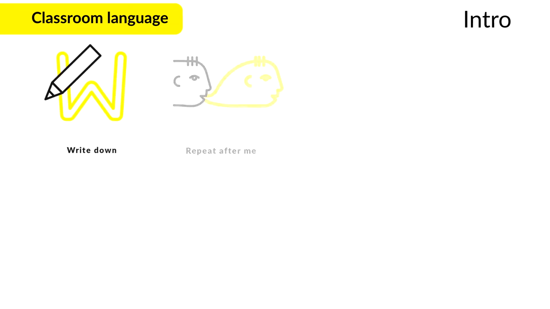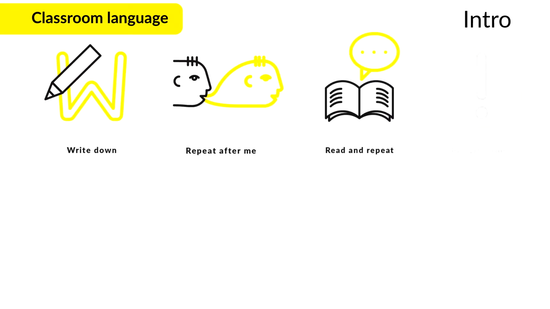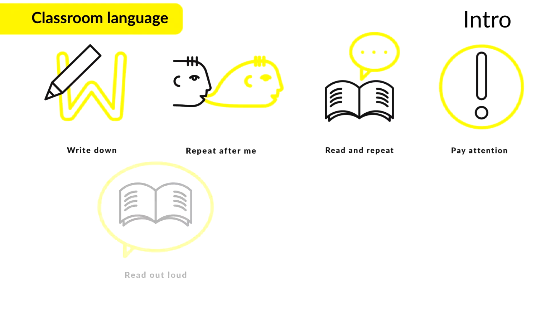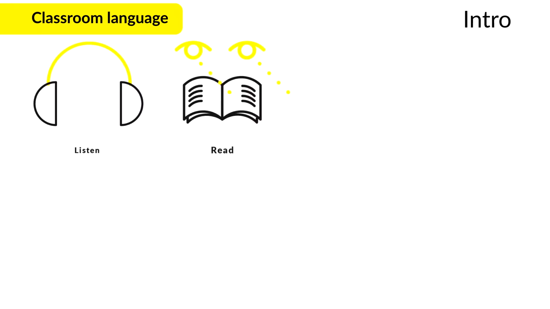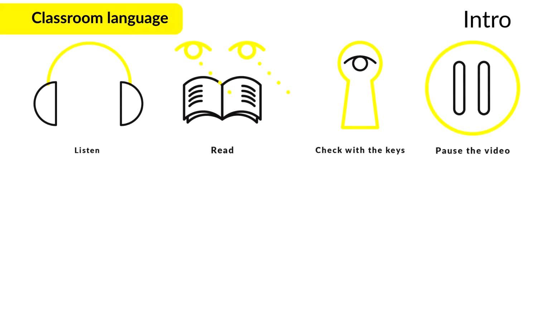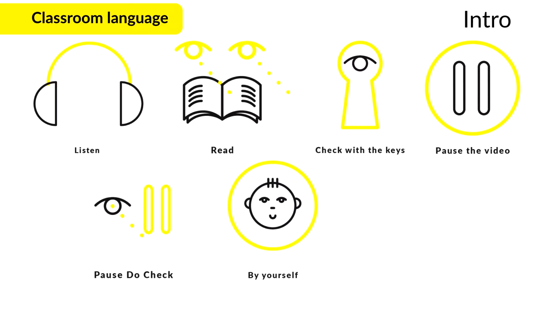Classroom language. Write down. Repeat after me. Read and repeat. Pay attention. Read out loud. Fill in the gaps. Once again. Listen. Read. Check with the keys. Pause the video. Pause. Do. Check. By yourself. Practice.